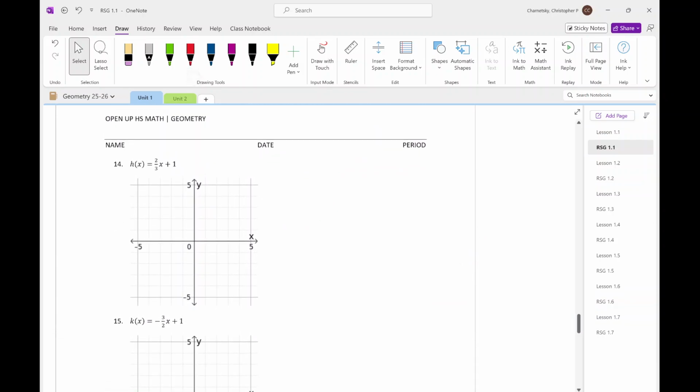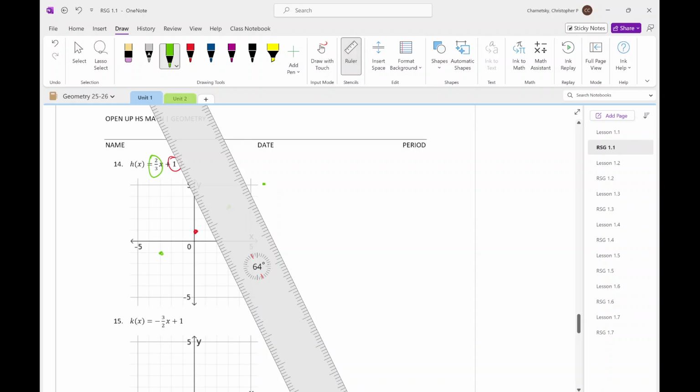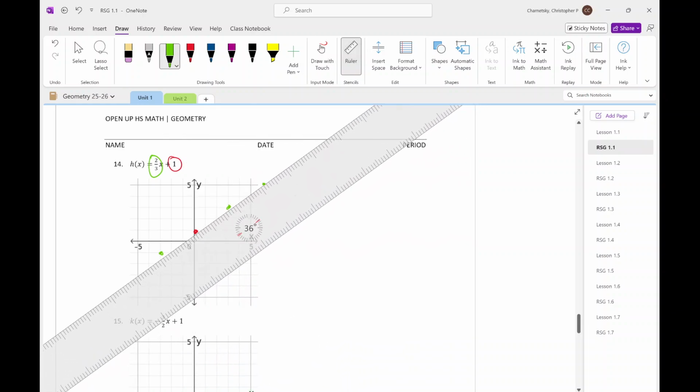Okay. Number 14. Again, start with our y-intercept at 1. And then take our slope, 2 over 3. So up 2 over 3. Up 2 over 3. So I can backtrack that. Okay. Good enough to get aligned.